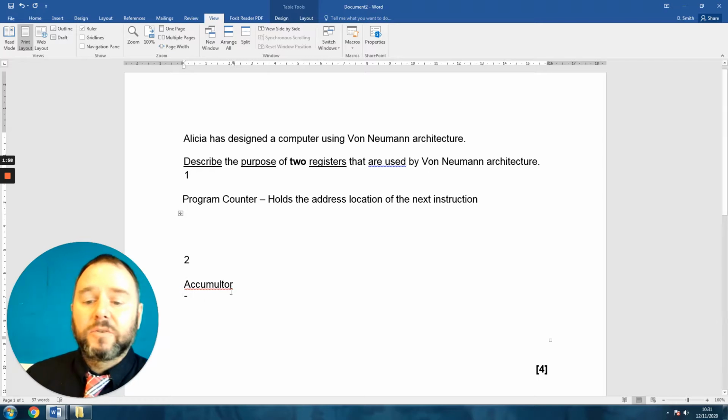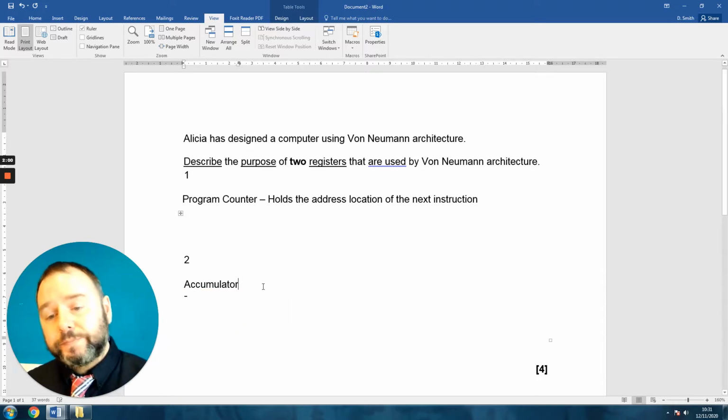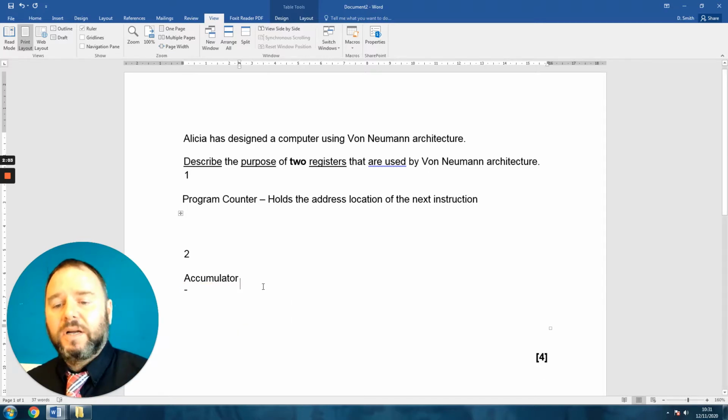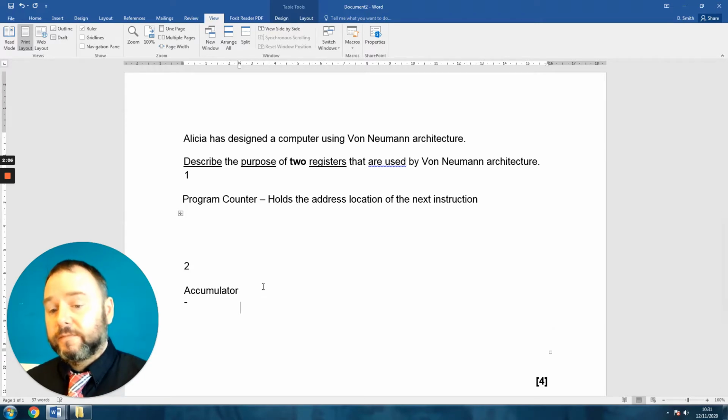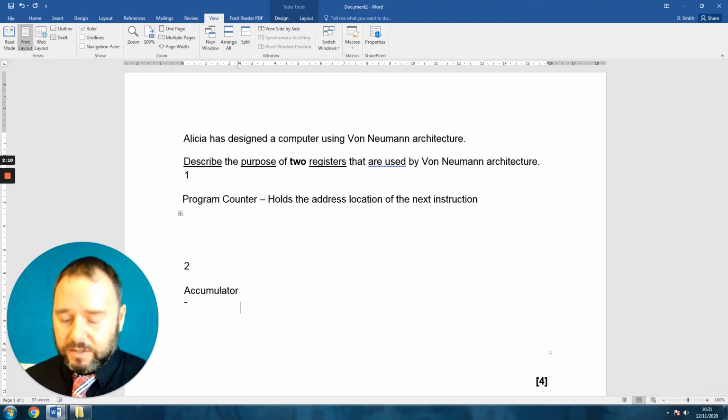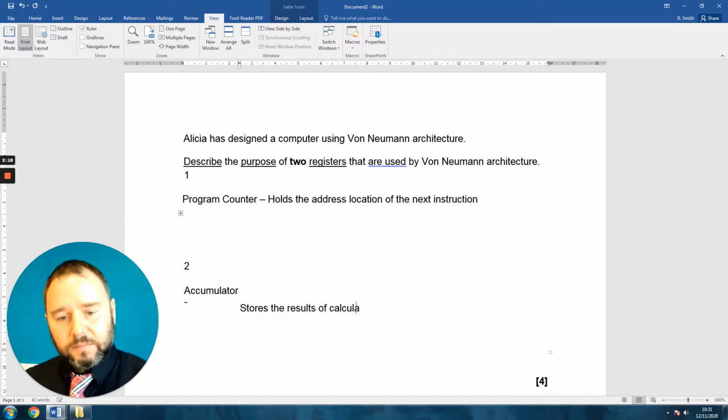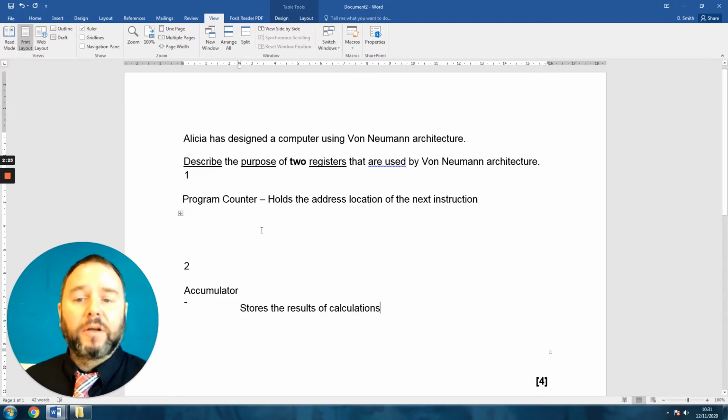Accumulator. So the accumulator is a register. Come on, I'm just going to write it down. So the accumulator is a register. What does the accumulator do? Well, it stores the result of calculations. 4 marks, right there.